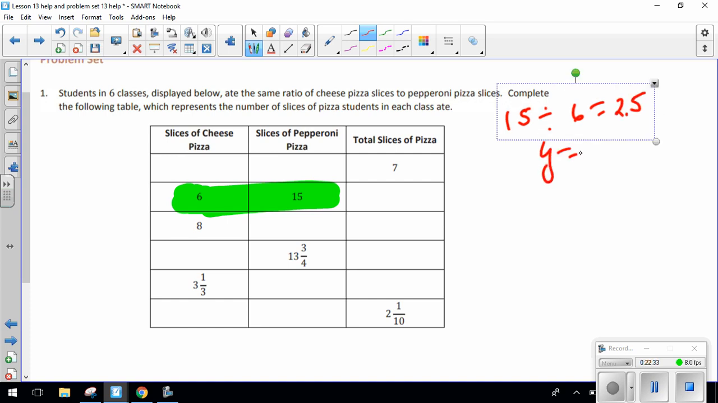So if you write your equation, it's y is equal to 2.5x. So the number x would be your cheese, and y would be your pepperoni. What does that mean? There's definitely way more pepperoni than there is cheese pizza, or cheese slices, sorry. We'll worry about the total here a little later. So when I take 6 to find 15, I have to multiply 6 by 2.5.